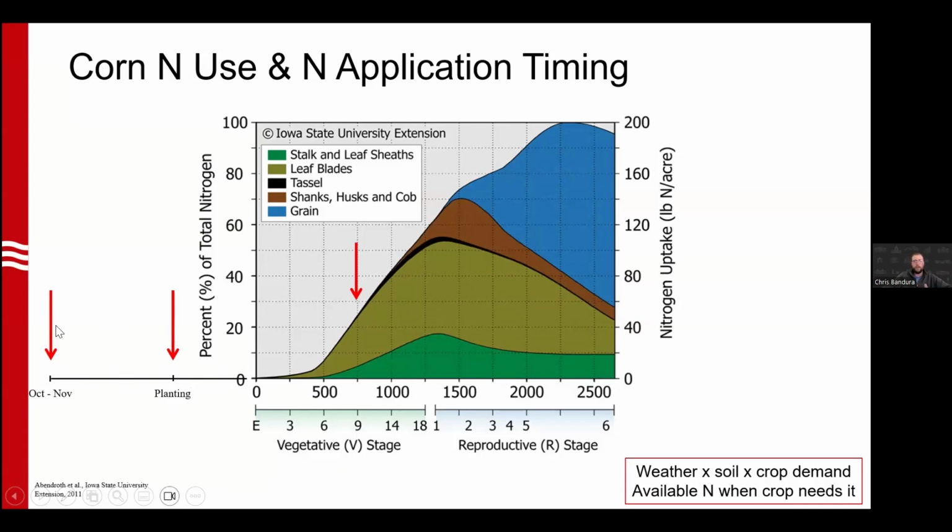So these are some of the common timing strategies that we consider and that growers like yourselves consider. Looking at fall applications, pre or at plant applications, and then some combination of either in-season side dress, or maybe a split between planting and in season, or several in-season split applications.